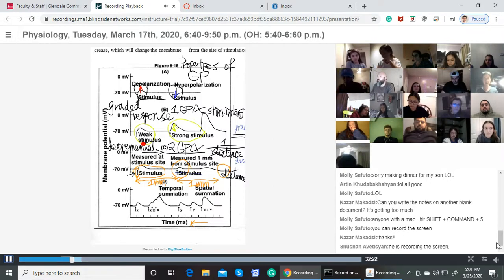Decremental response, meaning that the graded potential will die. Okay, it will die. It will disappear. It is a very weak depolarization. That's why.